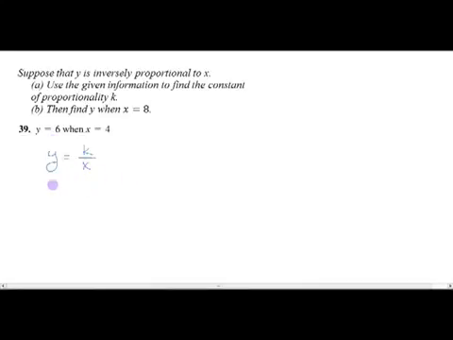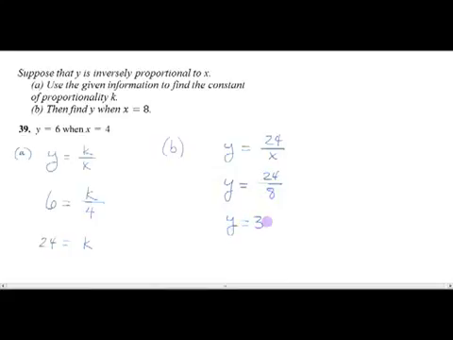And the information they've given us here is that y equals 6 and x equals 4. When I try to solve for k here, I need to multiply both sides by 4. So I have k equals 24. That's my part A. If I'm doing part B, they want us to find y when x equals 8. So our model is y equals 24 over x. And if we're finding y when x equals 8, we'll simply replace the x with 8, and we get y equals 3.